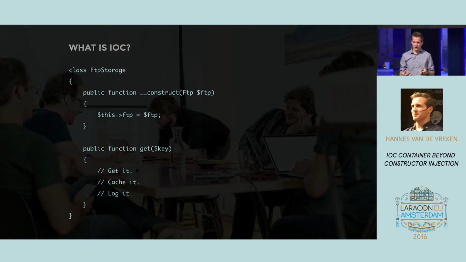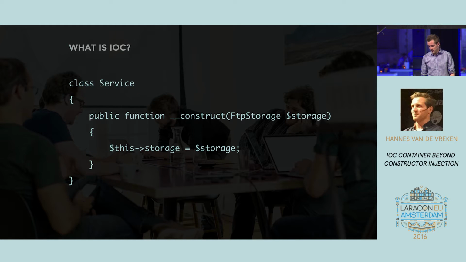So what if we move the FTP stuff to a different class? So getting something from FTP, caching it, and logging it, we move that to a different class so that the service class is clean. It only calculates it. So we create an FTP storage class, which again needs the FTP class, but the FTP class is no longer needed in the service class. So we inject that here.